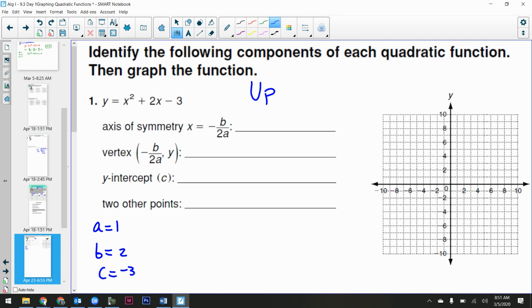Good. Now, my first blank says find the axis of symmetry, and I am nice enough to even give you the formula. So we say x equals -2 divided by 2 times 1, or just 2. So what is the axis of symmetry? X equals -1. Thank you. Remember, I'm going to be picky. Okay, so make a dotted line down -1.